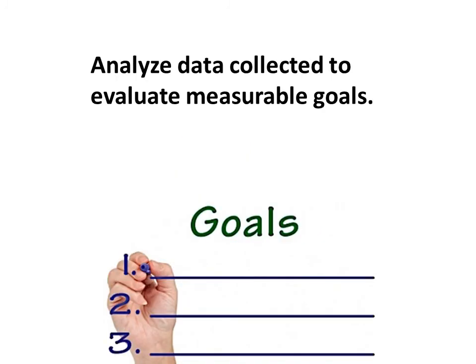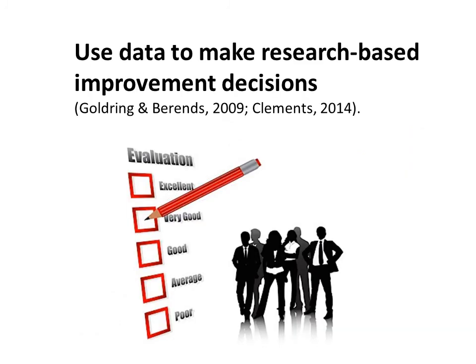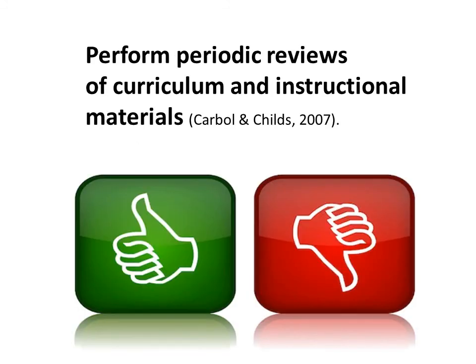Analyze data collected to evaluate measurable goals. Use data to identify areas for improvement in online student engagement. Use data to make research-based improvement decisions to promote online student engagement. Determine the conditions needed for courses to be effective, what support is required from teachers, etc., to make them work more effectively. And lastly, perform periodic reviews of curriculum and instructional material to determine how effectively they promote online student engagement.